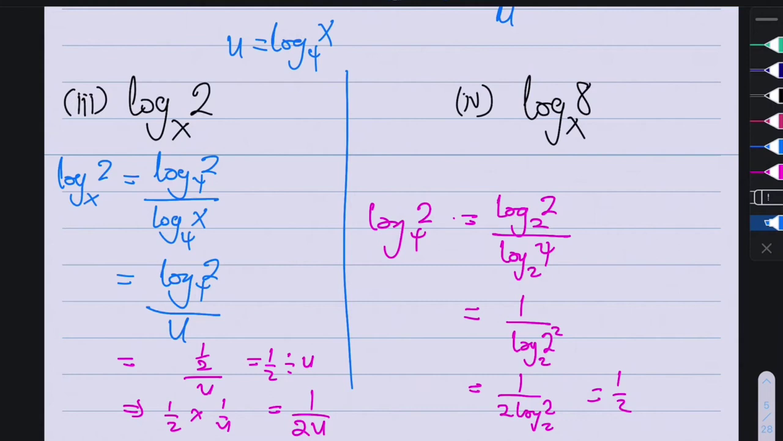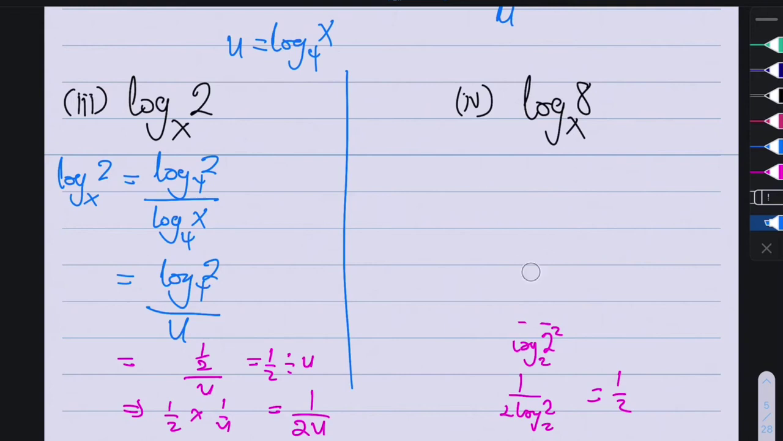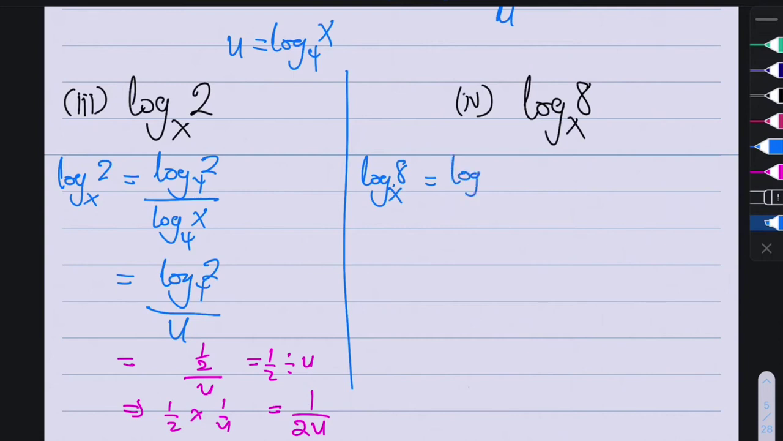Okay. All right, now let me clean this and then let's talk about this particular guy right in front of us. So in this case, we have log 8 base x. So let's change that to base 4, okay? Since the u definition is in base 4. So we have log 8 base 4, over log x base 4. But we know log x base 4 is u.